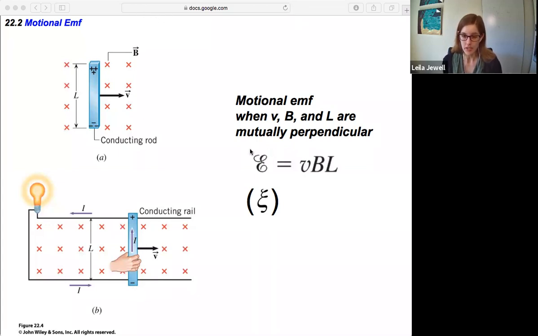So that gives us a way to calculate how much EMF is induced. And remember, our symbol for EMF is the scripted E. It's cursive, like so. Every once in a while, it comes out more scribbly. But either way, you can look for that scripted E and note that that is our EMF variable.